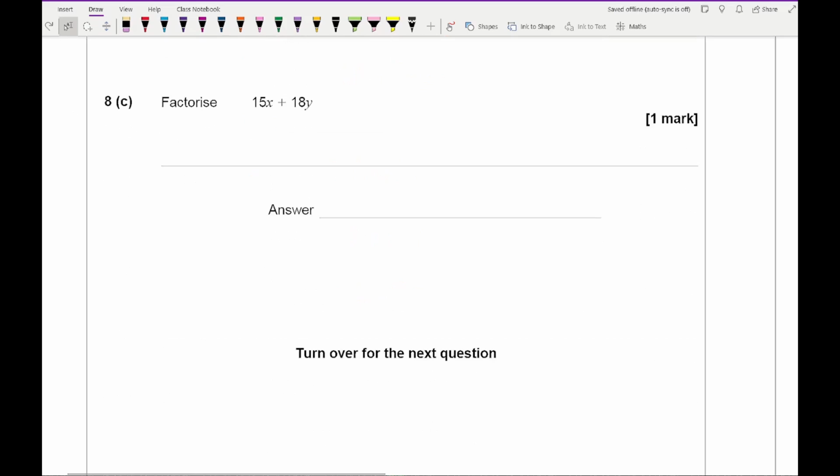Question 8c, it says factorise. So here I want to take out the biggest number that goes into both 15 and 18. That's going to be 3. There's no common letter, so then it's just a case of starting my bracket. So 3 times what gives me 15x? Well, that's going to be 5x plus, and 3 times what gives me 18y, and that's going to be 6y.